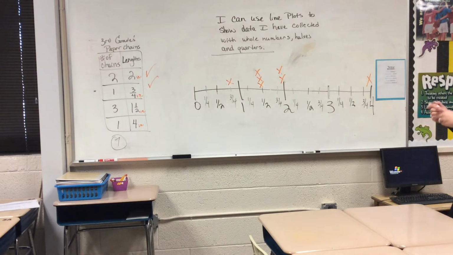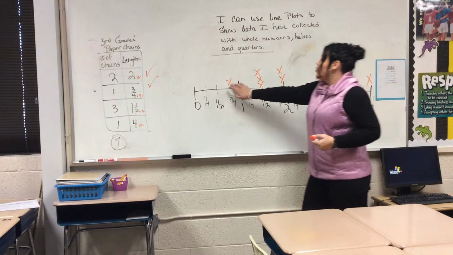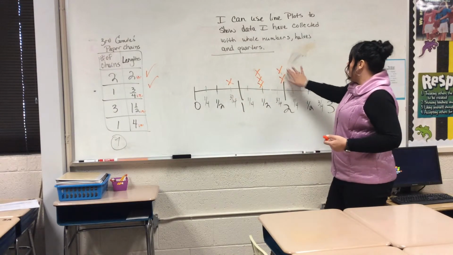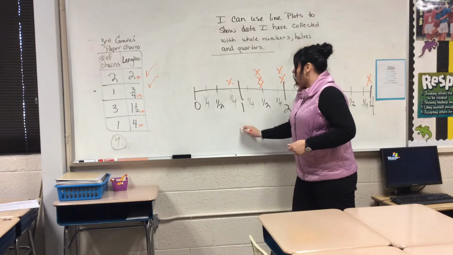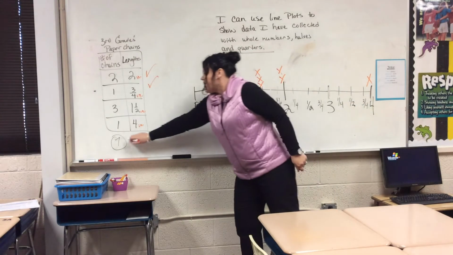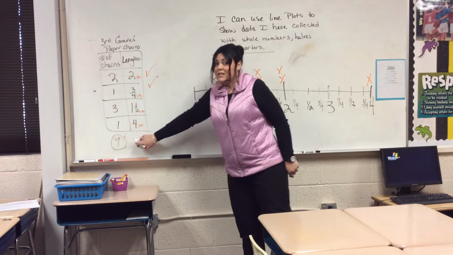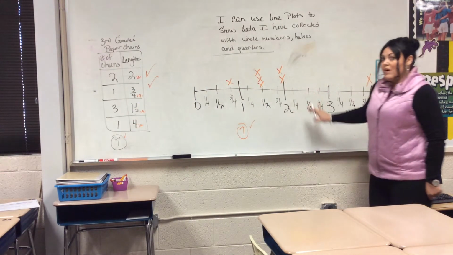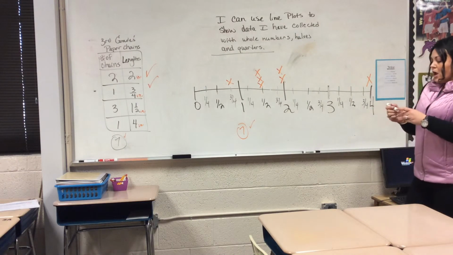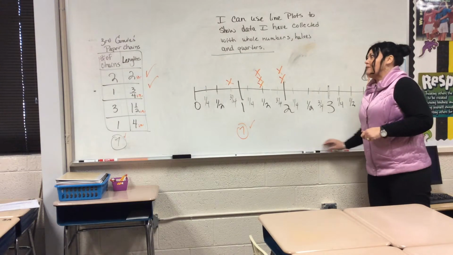Then I'm going to look at it and I'm going to say, wow, am I finished? Well, I need to count my X's. Start here. 1, 2, 3, 4, 5, 6, 7. I have 7 X's, and I had 7 chains that needed to be represented on the number line, and they're there. They're represented.